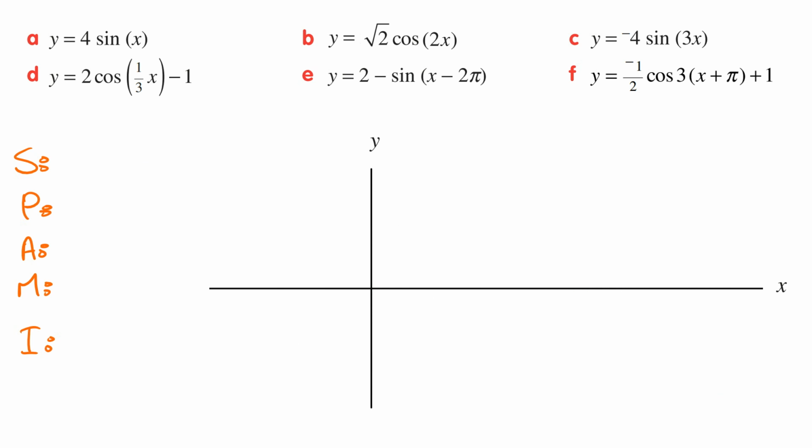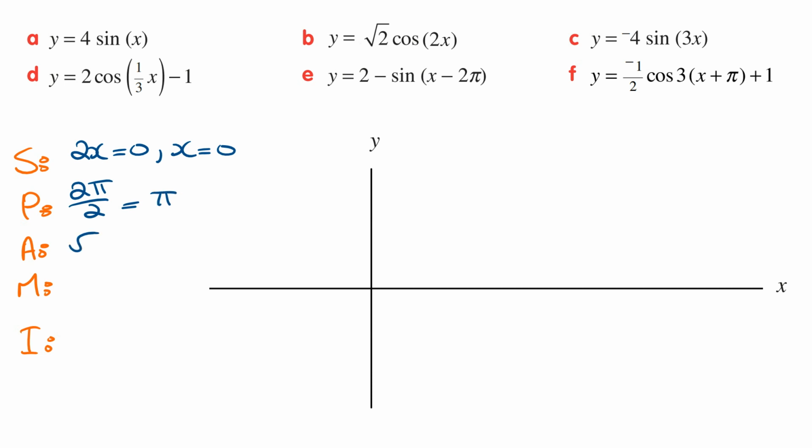Part B, y is equal to root 2 cos 2x. For the starting point, we let whatever's inside the brackets equal 0 and then solve for x. And so if we let 2x equal 0, solving for x, x is going to be 0. And so the starting point is going to be when x is equal to 0. The period is going to be 2 pi on 2, which is equal to pi.